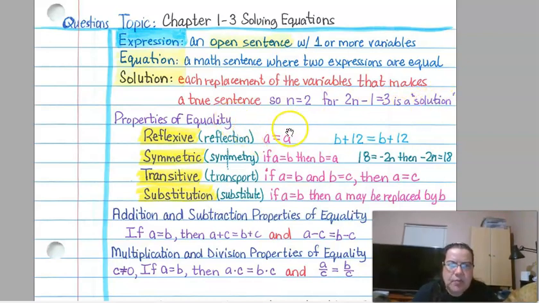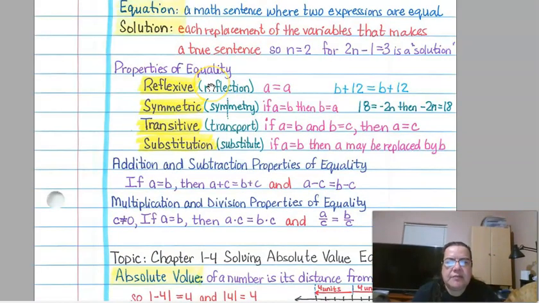So there are some properties that we're going to be looking at having to do with solving equations. The reflexive property, think of the word reflection. The reflexive property tells us that if I have A, it is equal to A. So 2 is equal to 2, 7 is equal to 7. I know some of these may sound a little too simplistic, but we do need these properties to do some of the operations we're going to be working on.